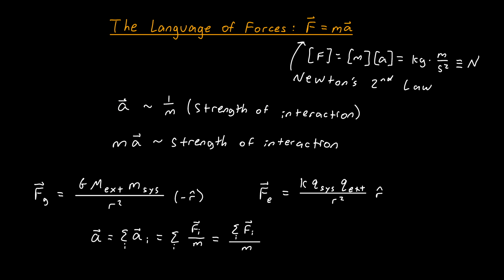mass of your system. So conceptually, if you know that your system is interacting with another system gravitationally, and a third system electrostatically, what you would do is use the laws of physics that we've written down here to find the force on the system from each interaction.